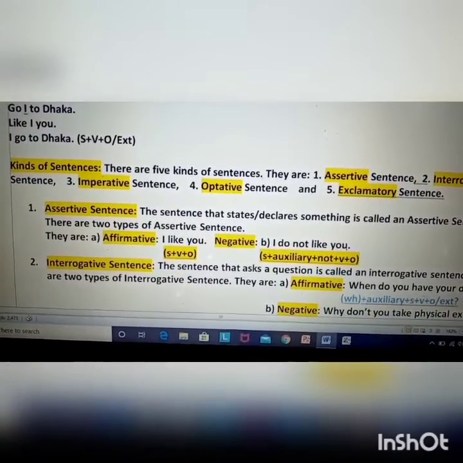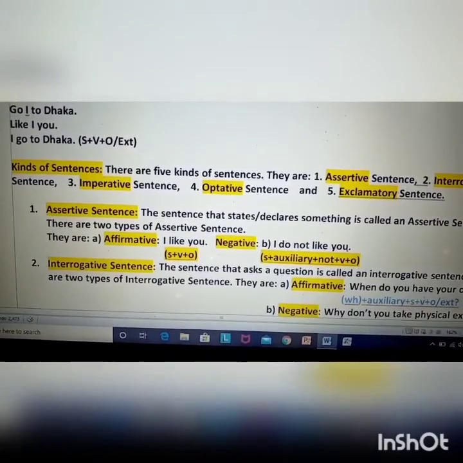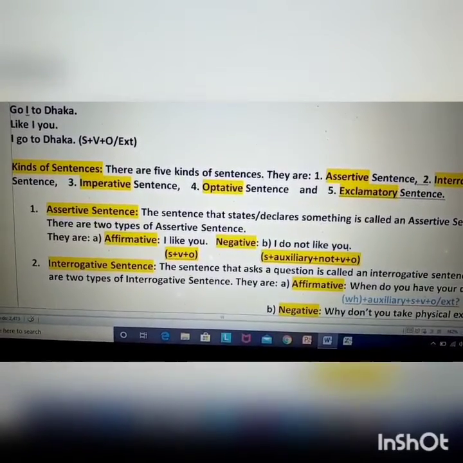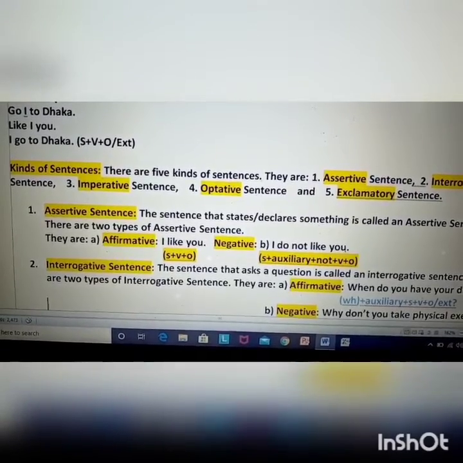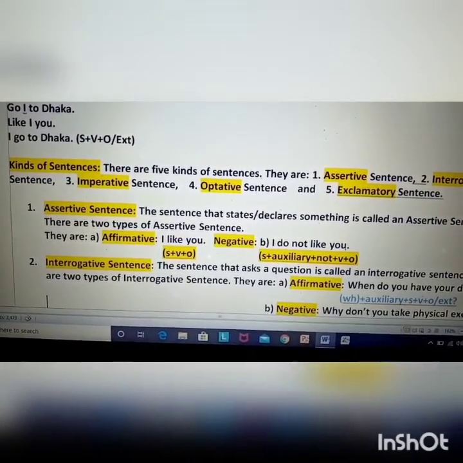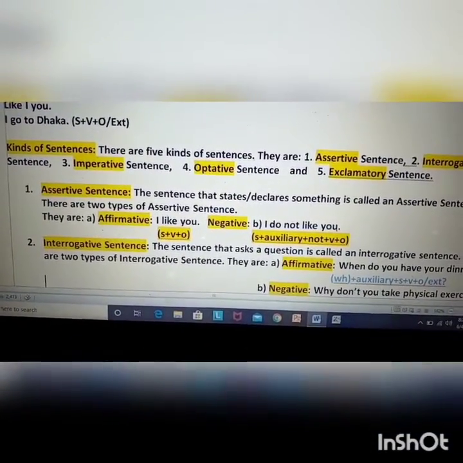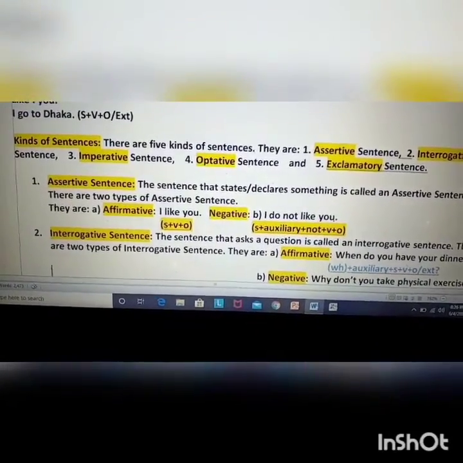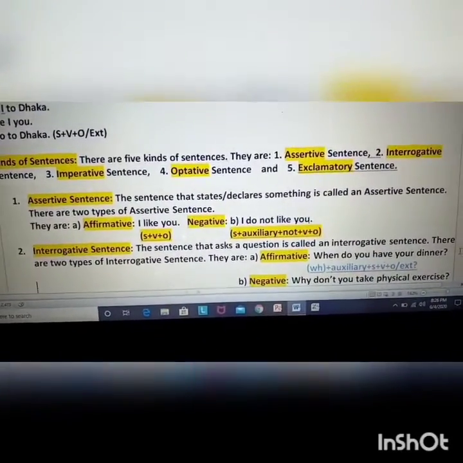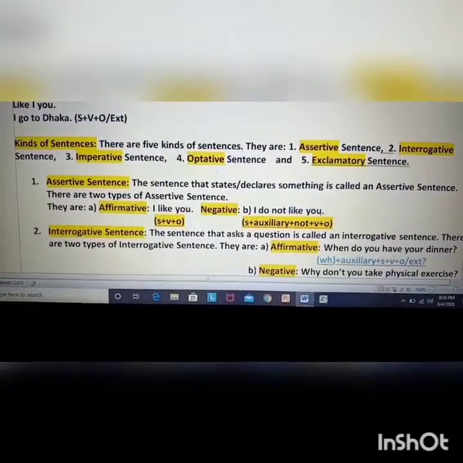So besides the sentence, I have shown you a structure: subject plus verb plus object or extension. So here is the structure of the sentence. Our next step is the kinds of sentence. What kinds of sentence are there, and what are the definitions of the sentences, we will know now.